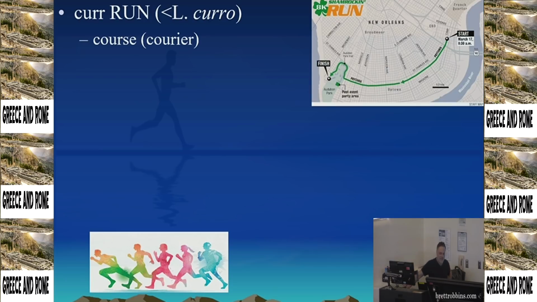I try to start as simple as possible with words that are most obviously connected to the meaning of the root. So in Latin, curro means I run. So a course in English, I put C-U-R up there as the root. The C-U-R-R is directly from Latin, and the C-O-U-R is from Latin through Old French.